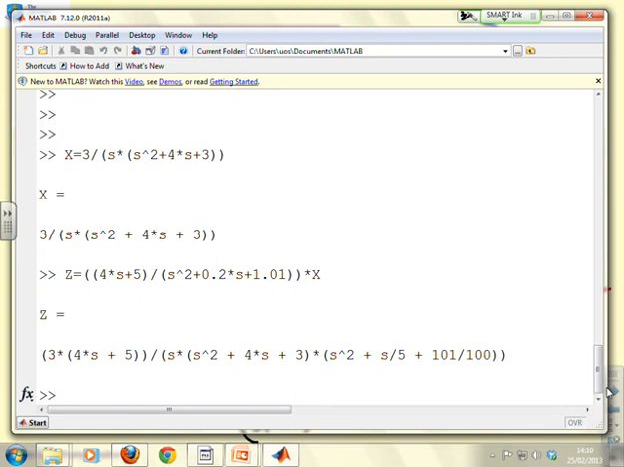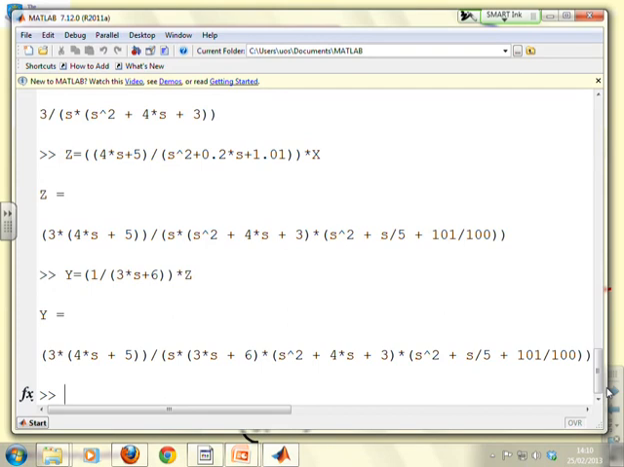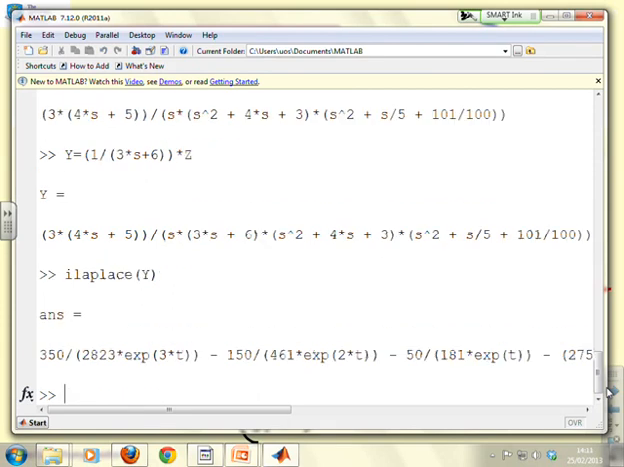And finally, I'm going to enter y. There it is, 1 over 3s plus 6 times z. There's y beginning to go off the screen, looking rather horrible. If I now want the inverse Laplace, I can use the MATLAB command ilaplace(y), and there's your answer. And you'll notice, okay, it scrolls across the screen a bit. I'm not too worried about that because this is just an illustration.